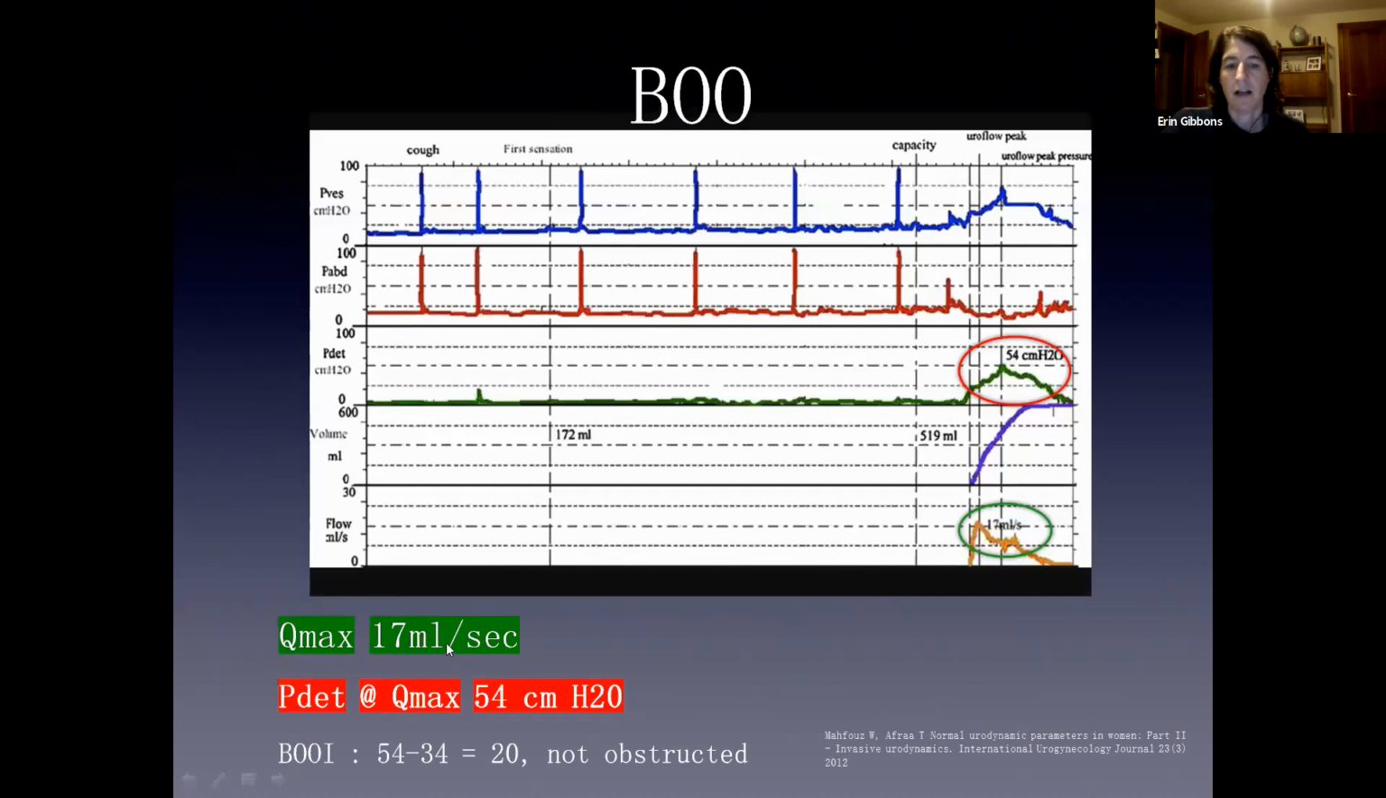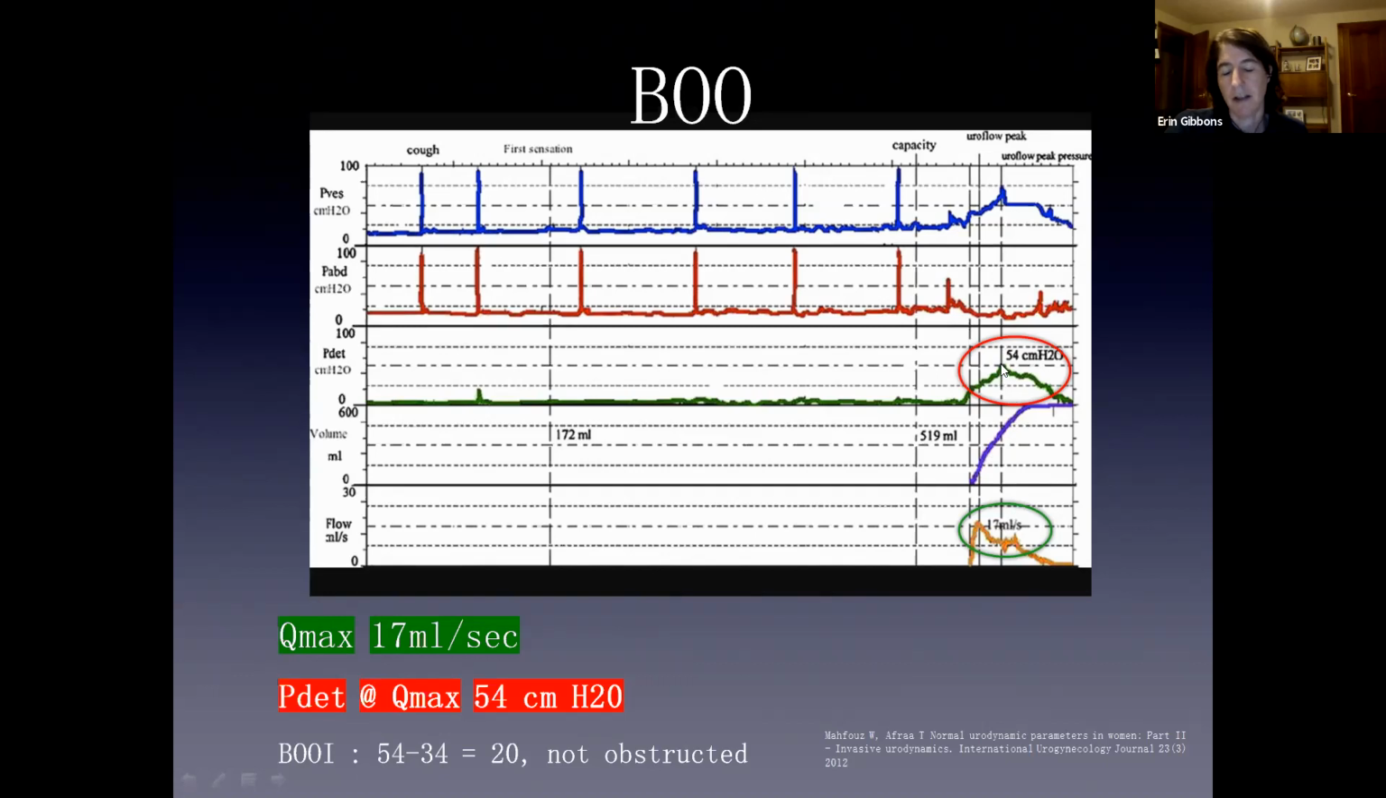So this is looking at bladder outlet obstruction index in men. In this case, you have your detrusor pressure pretty flat the whole time. This is the patient voiding, which we can tell because they got to capacity. They were probably then given an instruction that they could void. They're not using their abdominal muscles to void here because their rectal catheter is pretty low. And then they're measuring here the peak moment when the urine is coming out. And so our detrusor pressure is 54.